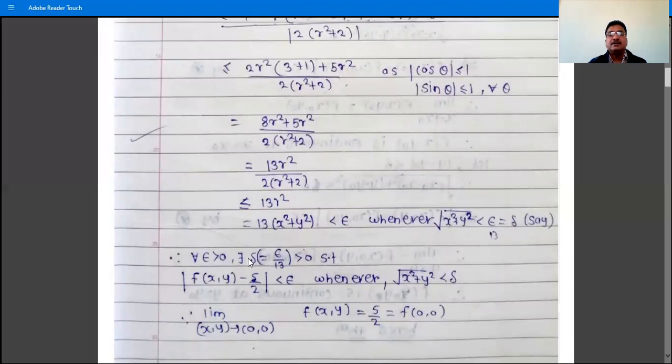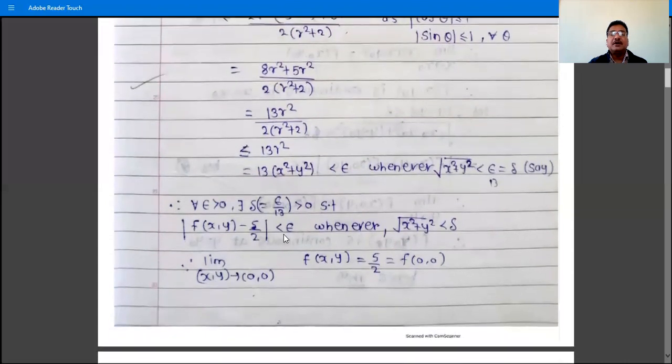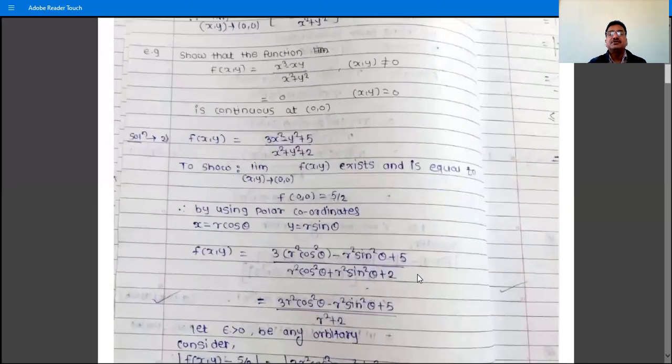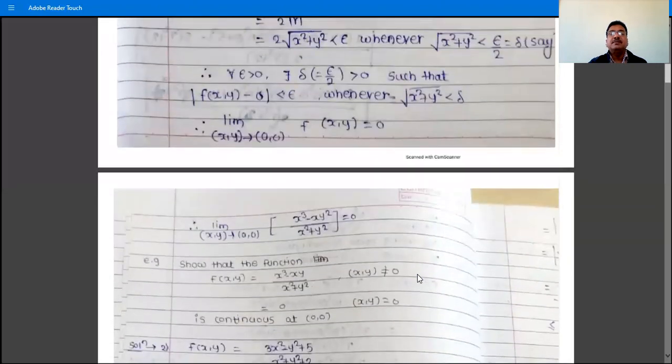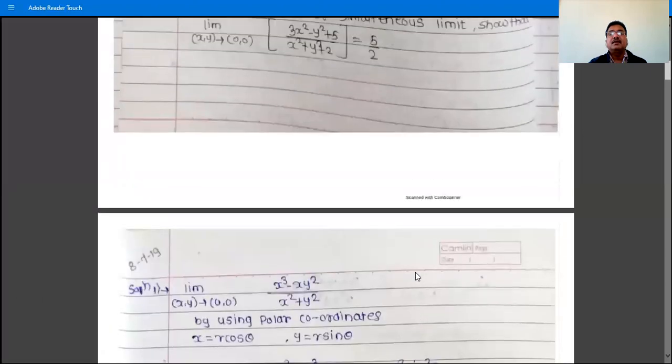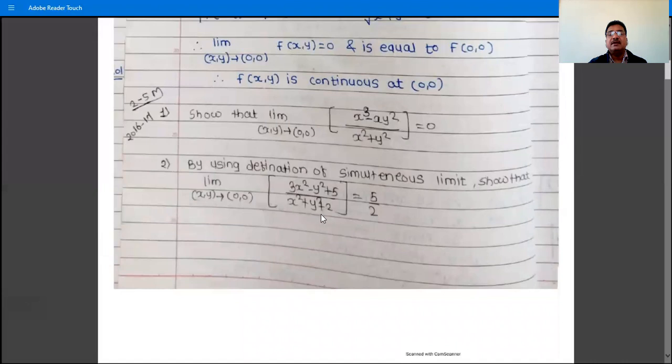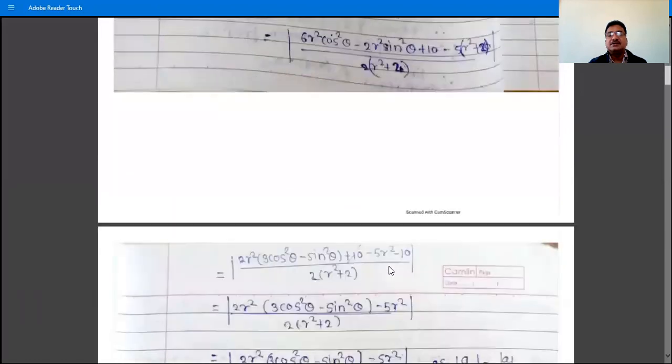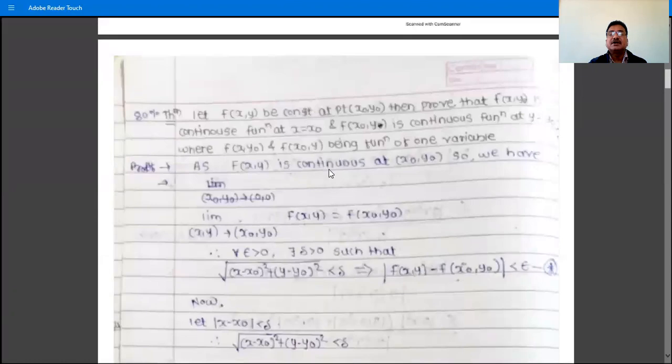So for every epsilon greater than 0, there exists a delta, what is it? Epsilon by 13 greater than 0, such that |f(x,y) − 5/2| is less than epsilon whenever √(x² + y²) is less than delta. Therefore the limit as (x,y) tends to (0,0) of f(x,y) is 5/2, and it is equal to f(0,0). So what is f(0,0)? Here f(0,0) is not given. If we write this problem in another form, where we are given f(0,0) is 5/2, then these two are equal and therefore the function is continuous at (0,0).